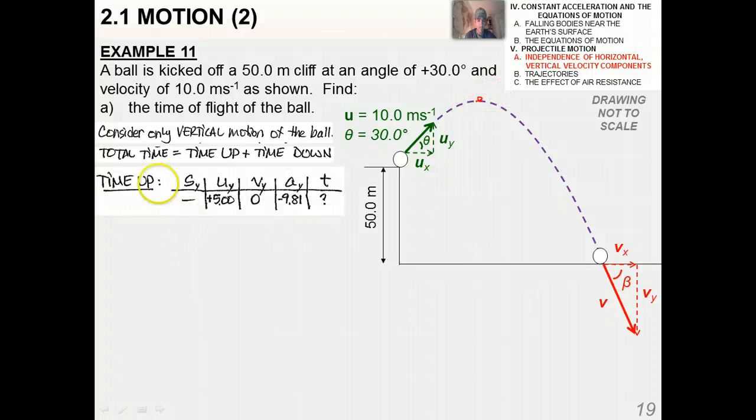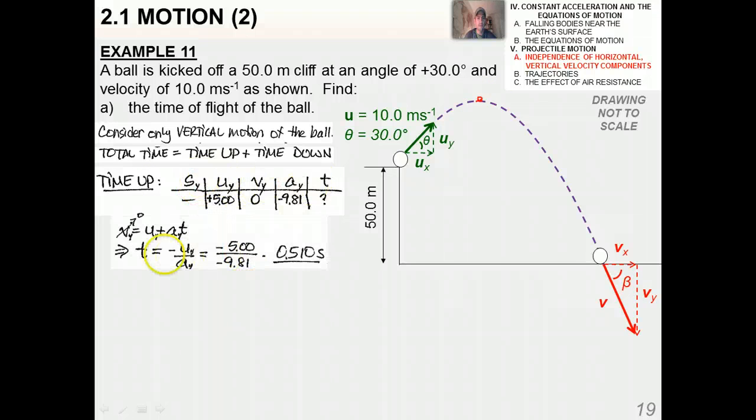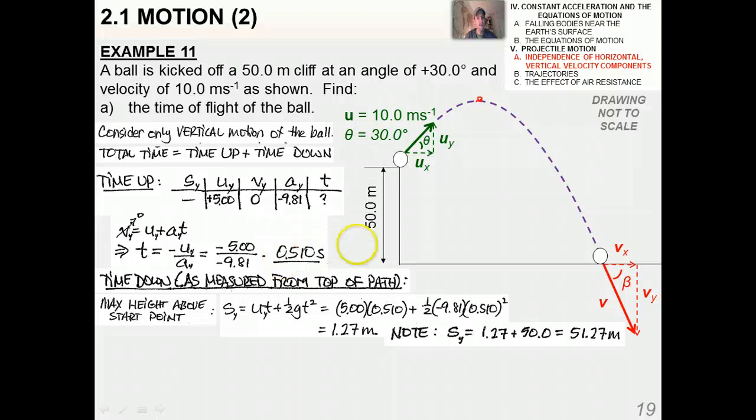Okay, let's see. So for the time up, notice how I have my subscript y's for all my variables. I find that the time to get up is about a half a second from here to here. The time down, again, as measured from the top of the path, is a little more complicated, because now I have to find the maximum height above the starting point, and that plus 50 will be the total distance that the object covers when it hits the ground. I got that the highest it gets is 1.27 meters above where it started.